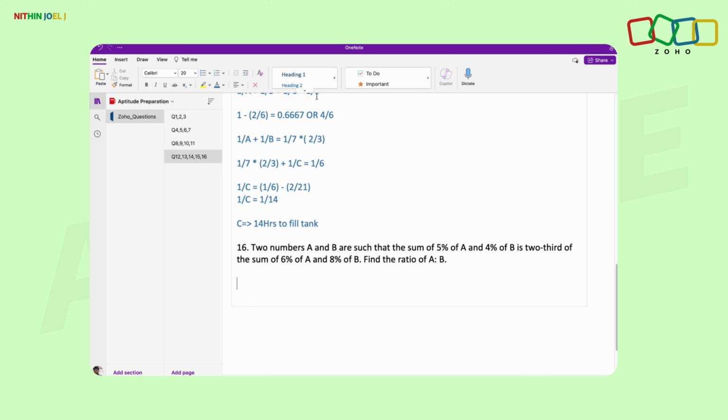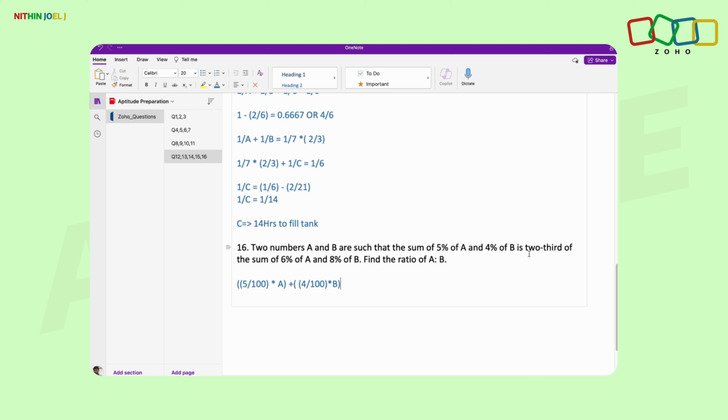So from the statement they have given two numbers A and B. Let's consider the two numbers which are A and B. The sum of 5% of A and 4% of B. So let's write 5% as 5 by 100 into A, plus 4% of B, so 4 by 100 into B. Let's make this brackets.